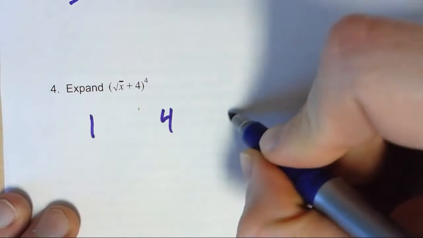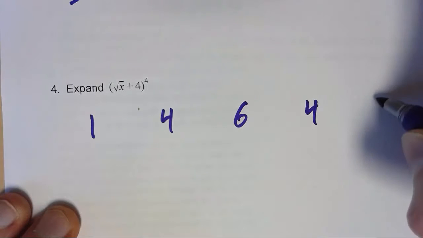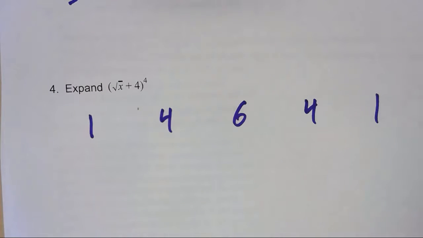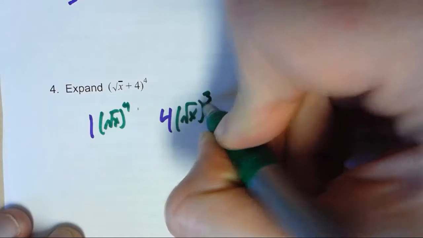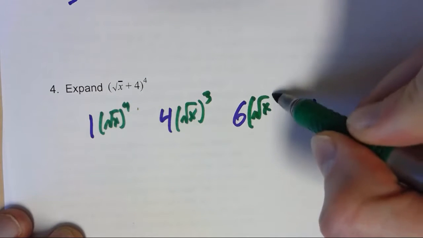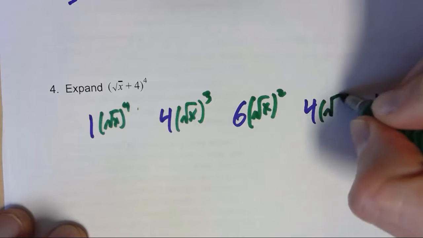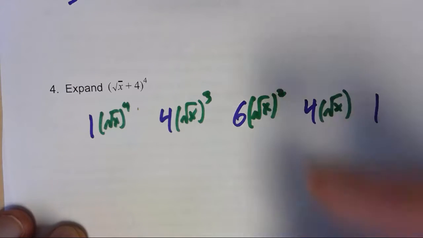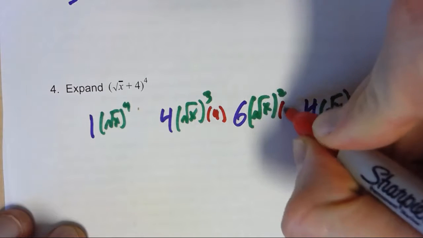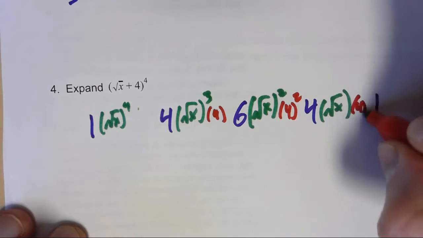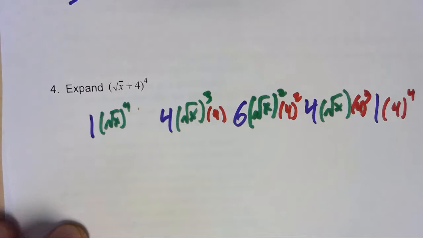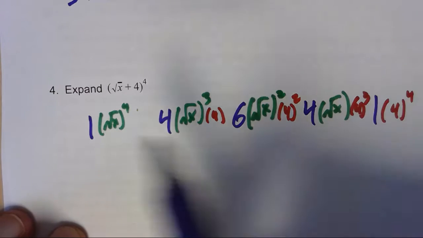On to number 4. Here we're raising this to the 4th power, so our coefficients are 1, 4, 6, 4, 1. We start with square root of x to the 4th, and then square root of x cubed, and square root of x squared, and square root of x. And then we multiply that by 4, 4 squared, 4 cubed, 4 to the 4th. And again, we need to expand this out.